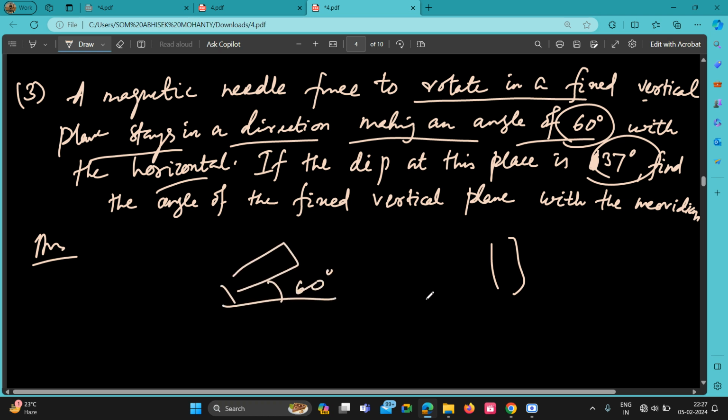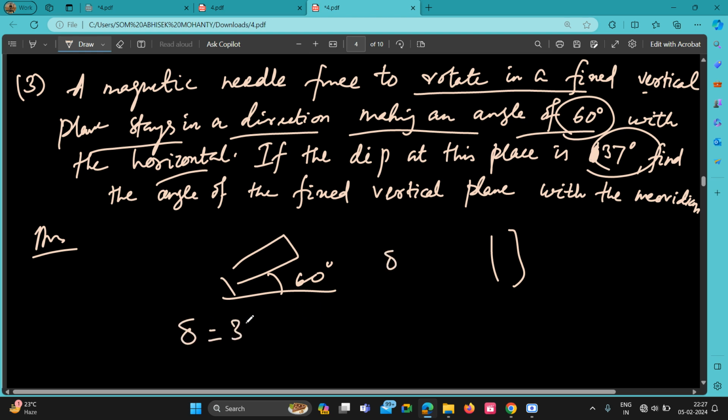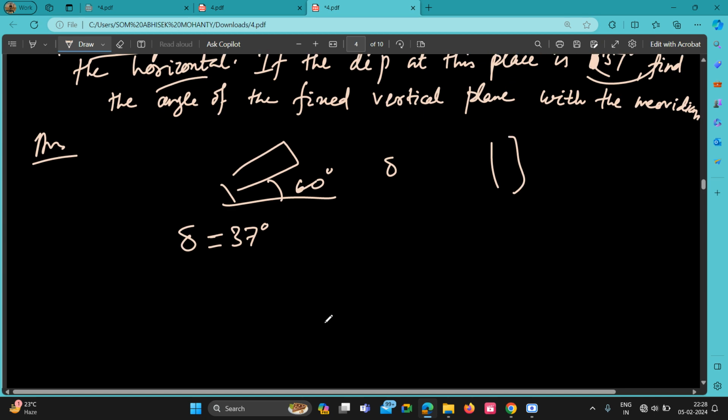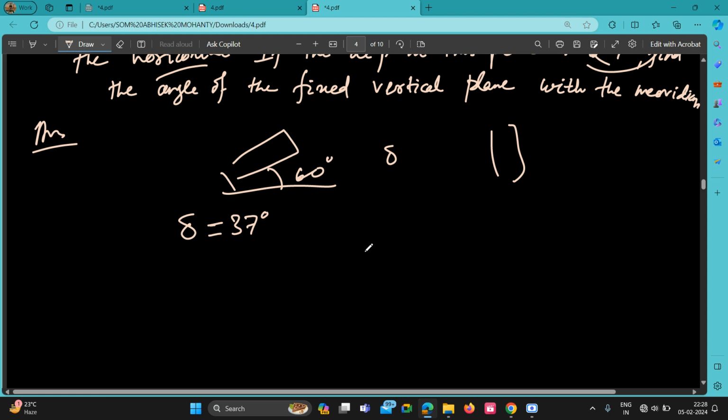60 degree with the horizontal. If the dip at this place is delta, 37 degree. Find the angle of the fixed vertical plane with the meridian. So tan delta is given. Okay. Delta is given.